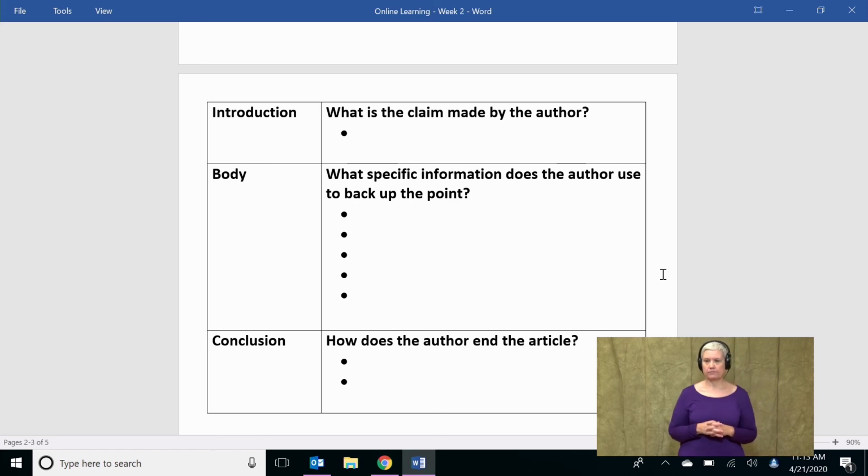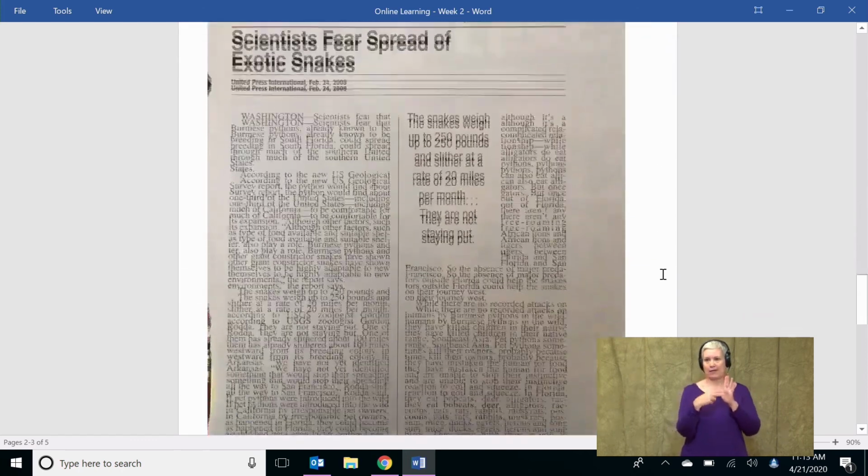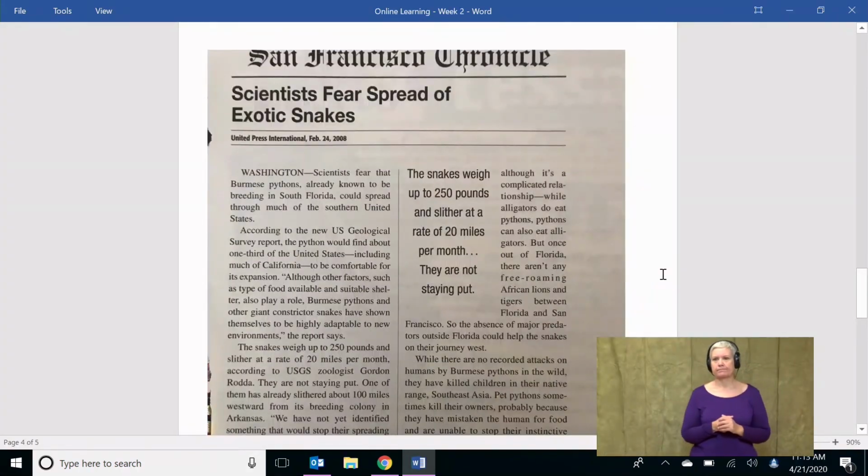All right, we're going to move on to our article. First of all, it's from the San Francisco Chronicle. It's called Scientists Fear the Spread of Exotic Snakes. It was written in 2008.